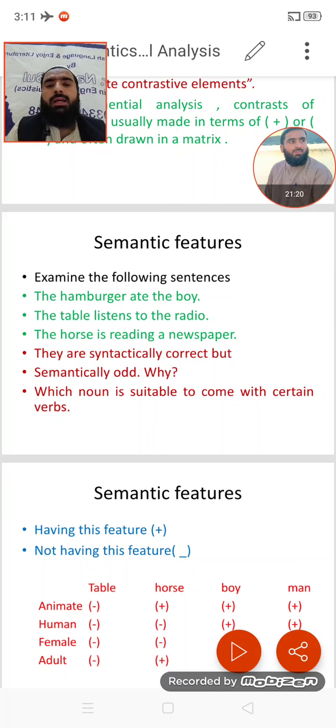So table is an inanimate thing, a non-living thing. How will it be able to listen to the radio? So meaning-wise, this sentence is odd. This sentence is not correct. Again, the horse is reading a newspaper. Reading is such an activity for which an entity is required which has the capability of reading.